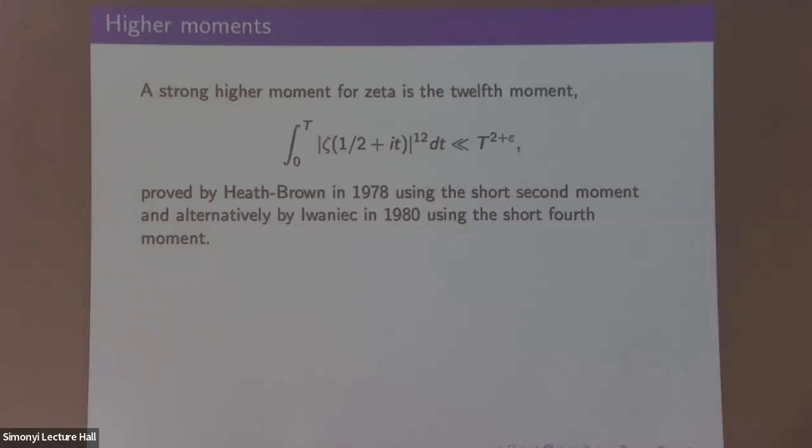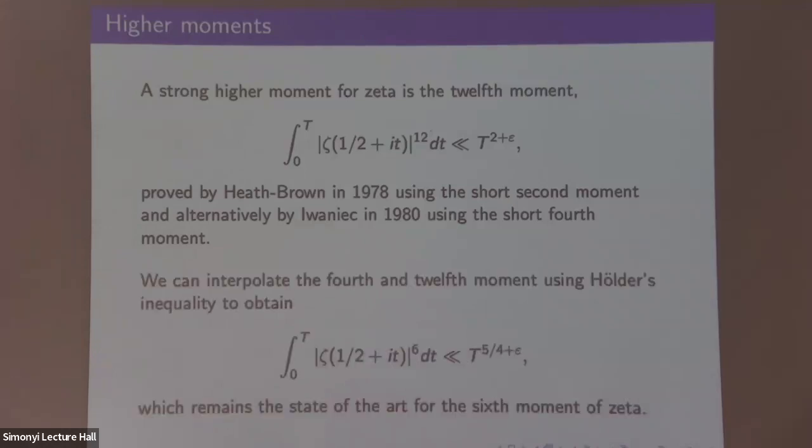There are some results on higher moments. There's a result on the 12th moment of zeta. It's not Lindelof. It's not what you would get by plugging in Lindelof. It's not t to the 1 plus epsilon. Instead, it's t to the 2 plus epsilon. Heath-Brown proved this in 1978, and he used that short second moment result that I just had on the previous slide. Shortly after that, there's another different proof of the same bound of the 12th moment by Ivanitz using generalizations or cousins of this short fourth moment. Again, that was on the previous slide.